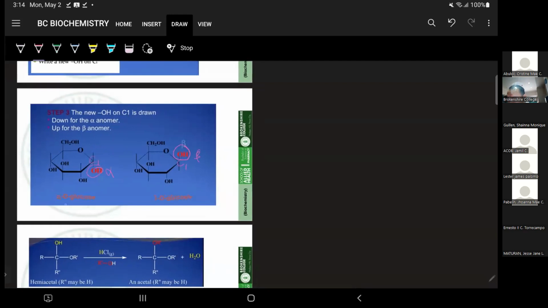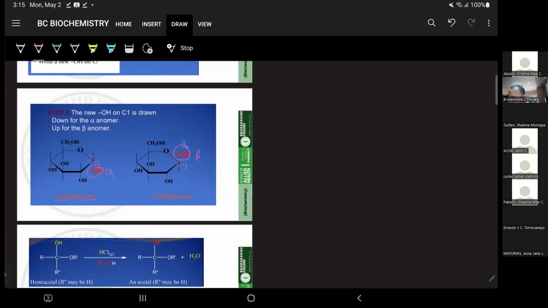Then tingnan natin, alpha D glucose, kasi most of the OH are located downward. Most of the OH are positioned downward. Do you get me? Kasi ba't pag downward yung OH mo, that is dextro, no? Right-handed siya. Then since yung OH positioned sa first carbon mo is downward, it's an alpha, kaya alpha D-glucose.